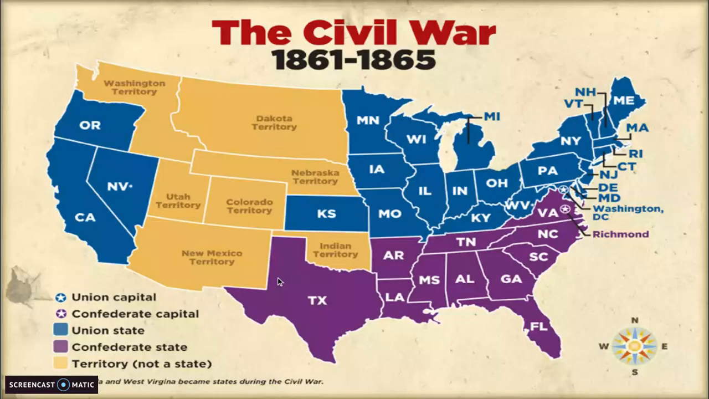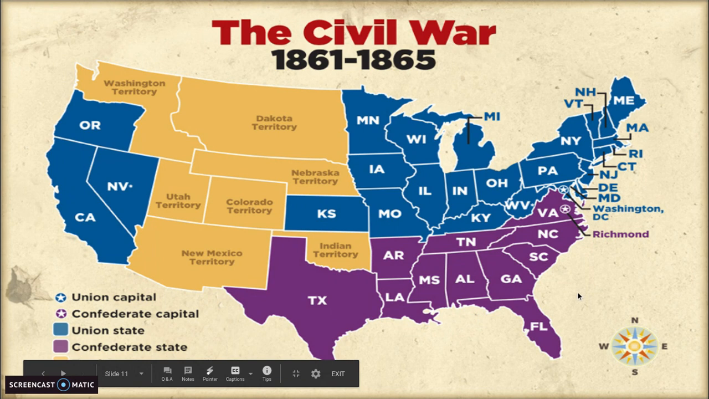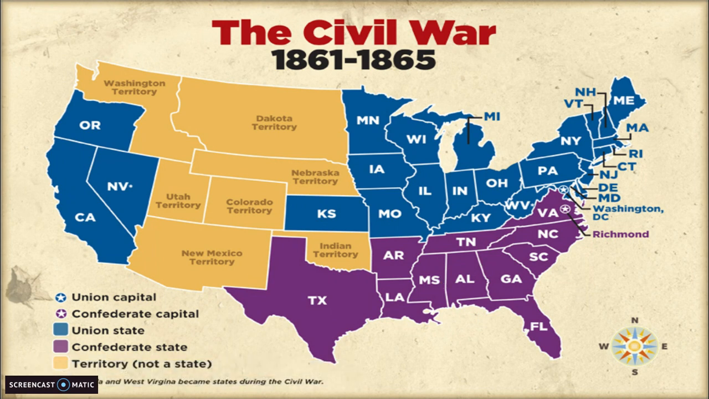And here is a map. Blue states are the Union states, those who stayed as part of the United States of America, those who are fighting to put an end to slavery. And then the purple states are the new Confederate states who broke away from the United States and started their own country, or technically it's a confederation, but their own type of country.